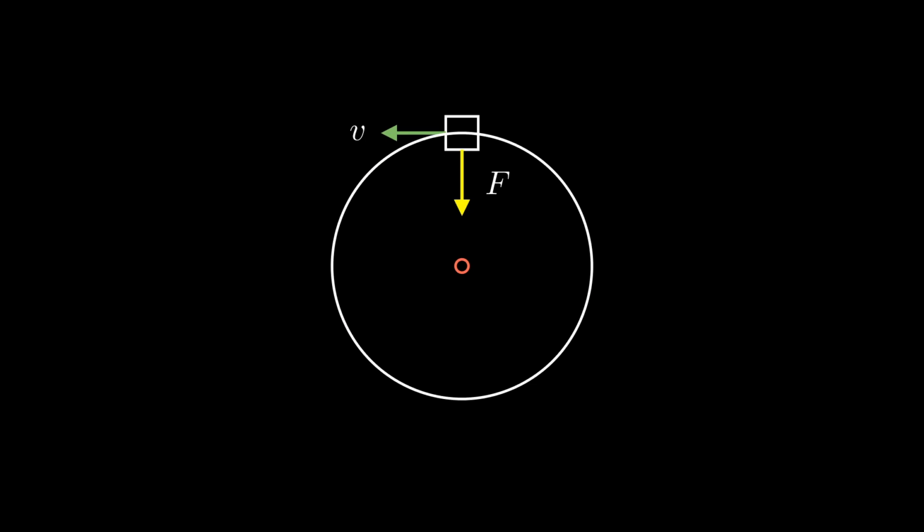Now I have another conceptual question for you. In uniform circular motion, what is the net work done? What is the work done by the forces? Well, the answer is 0. The reason is that the force and the velocity vectors are perpendicular to each other. Since force and velocity vectors are perpendicular to each other, the work done will be 0.